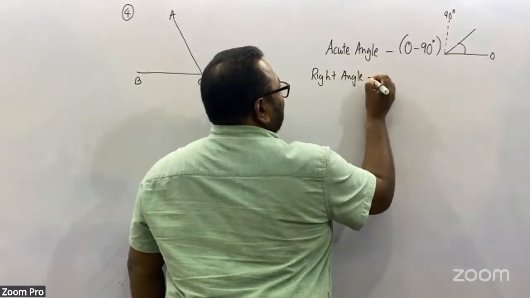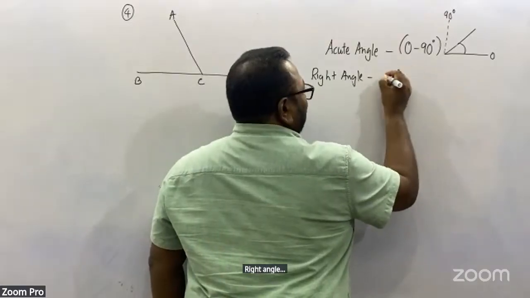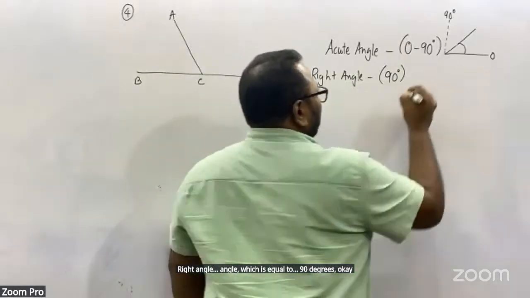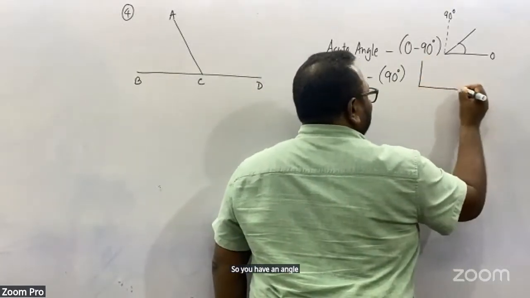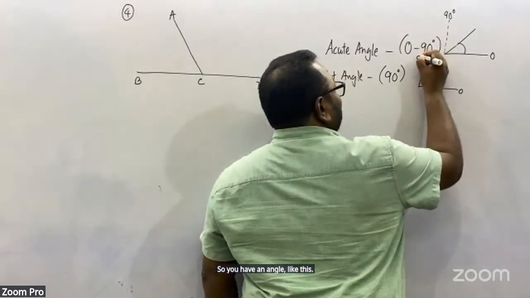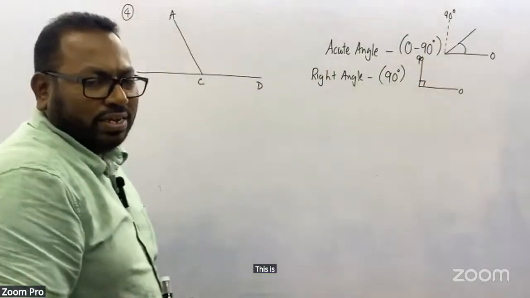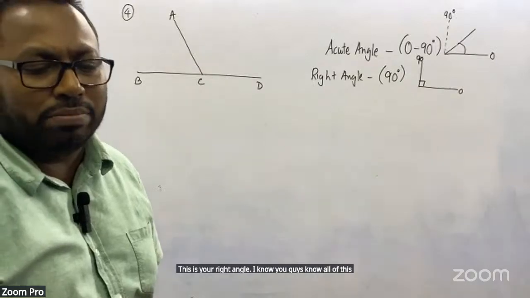Okay. Next, what is a right angle? Right angle, angle which is equal to 90 degrees. Okay. So you have an angle like this, 0 degrees, 90 degrees. This is your right angle. I know you guys know all of this, but I'm just going to give it to you.